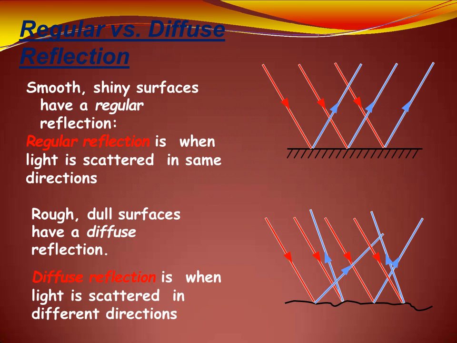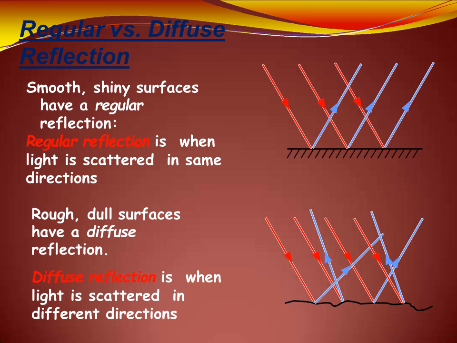Just see regular and diffuse reflection. Smooth shiny surfaces have regular reflection. We have a smooth reflection here, the black one. Regular reflection is when light is reflected in the same direction. That means the angle of the incident ray is equal to the angle of the reflected ray. The angle of the red one and the angle of the blue one are the same. So it is called regular reflection.